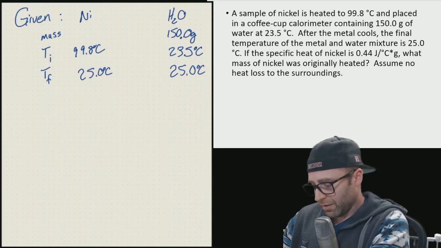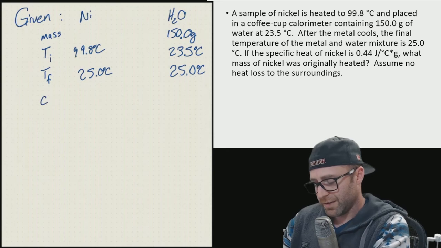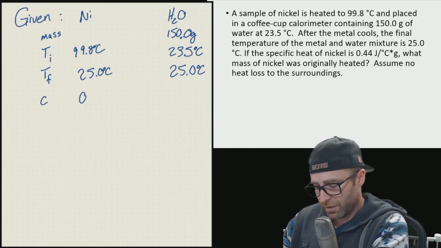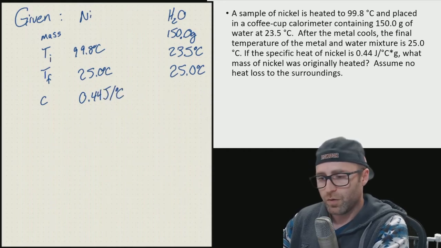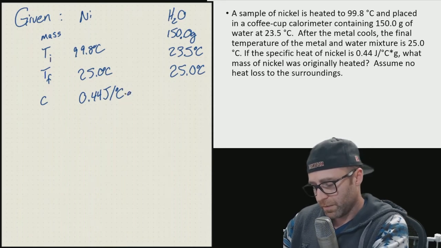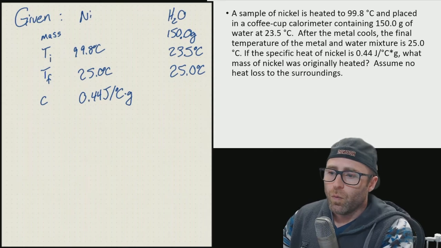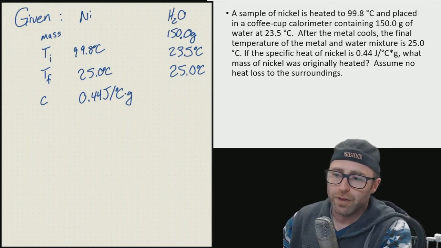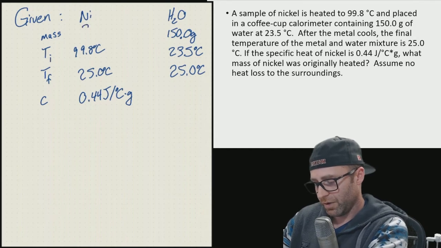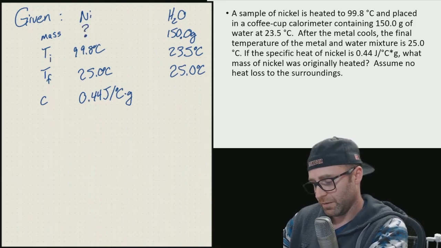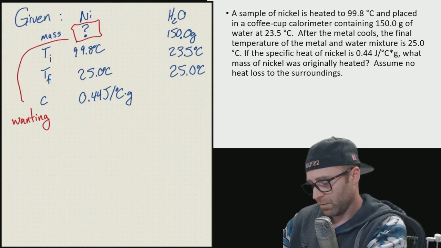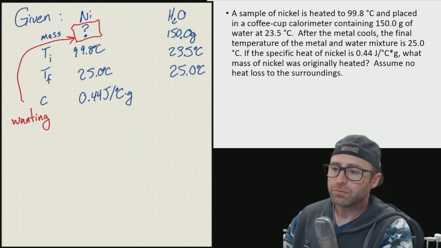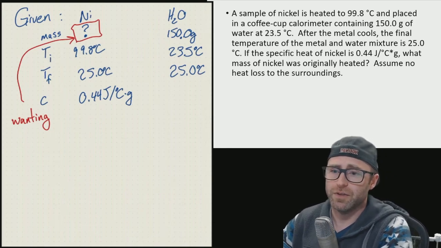Now we have a specific heat, lowercase c here. The specific heat of nickel is 0.44 joules per degree Celsius times grams. What is the mass of the nickel that was originally heated? So we're looking for this number right here. This is what we're looking for. And look at all the information that we've been given for these two different things.